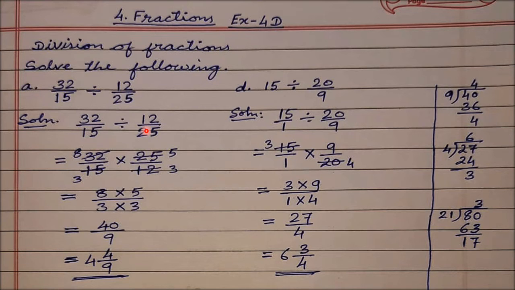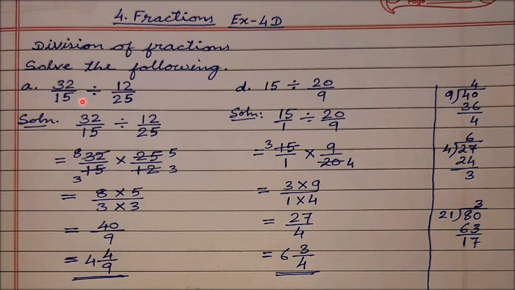So you need to remember that the divisor's reciprocal, or the multiplicative inverse, has to be written, and the division sign changes to multiplication. Once the division sign changes to multiplication, we need to write the reciprocal of the divisor. So 12 by 25 in this case becomes 25 by 12. So this is your question, number 1.